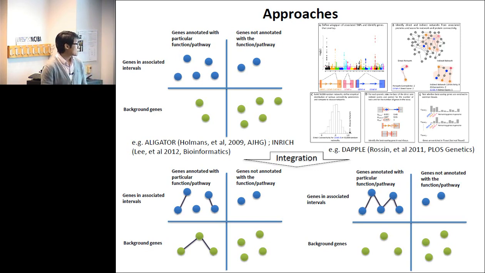But we propose to combine these different approaches so that we are able to distinguish pathways that are only enriched with genes within the association regions from pathways that are not only enriched with genes in the association intervals, but at the same time are more coherent with each other and interact more directly.